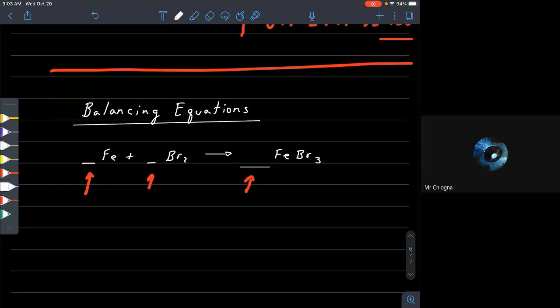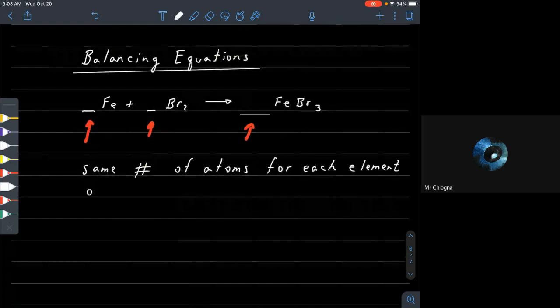So let's write that down. This is what we want. Same number. It's not a hashtag, it means number. Same number of atoms for each element or each type on both sides of the equation.